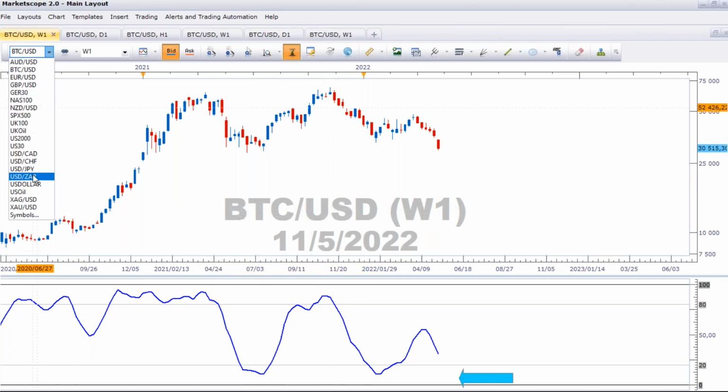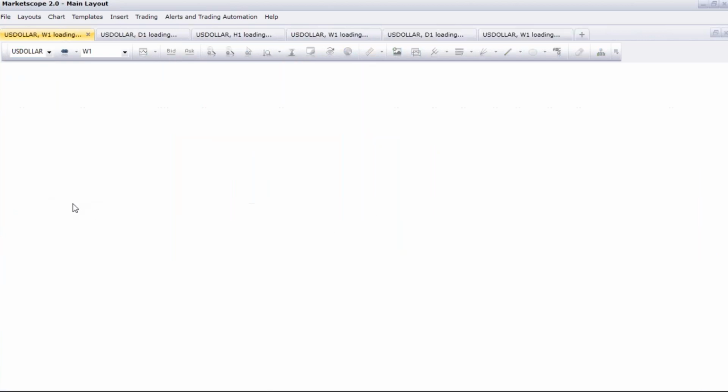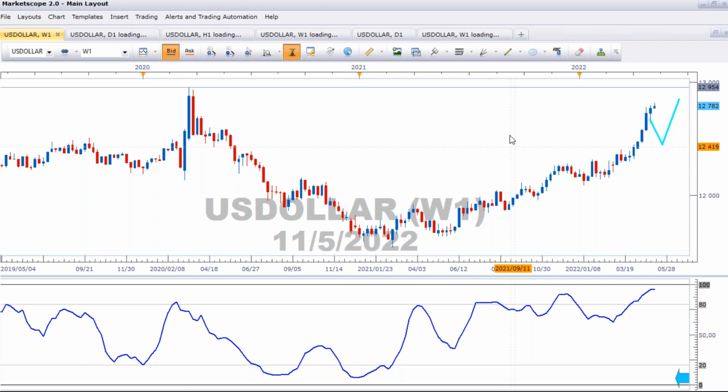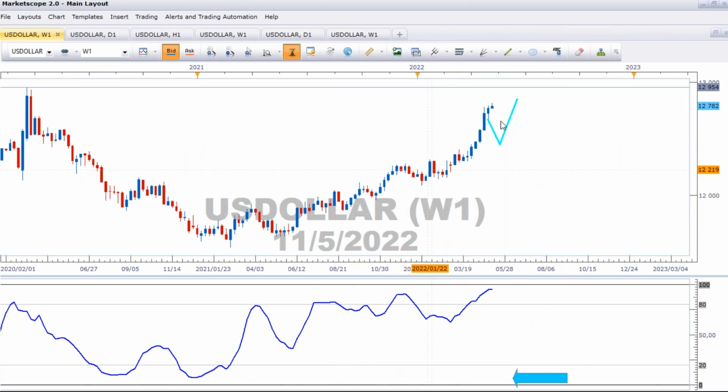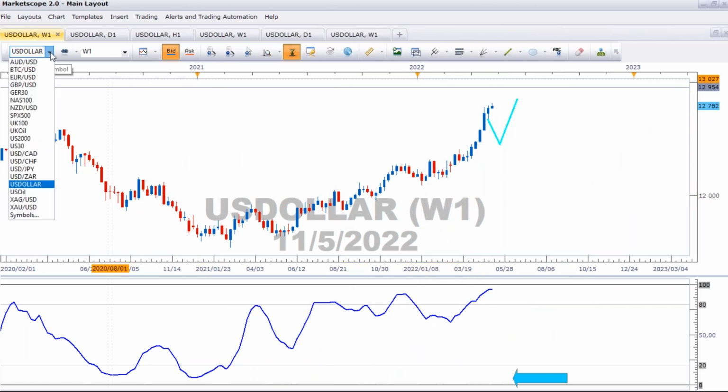So you can just go through to the US dollar, and right away you can see that the numerator is putting a whole lot of pressure on Bitcoin, because the dollar is running absolutely rampant at the moment, and there is an economic reason for that.